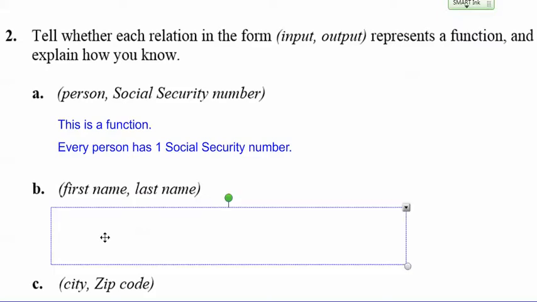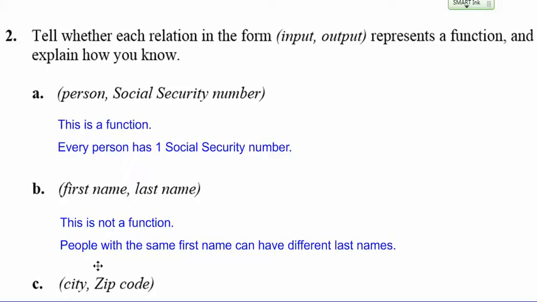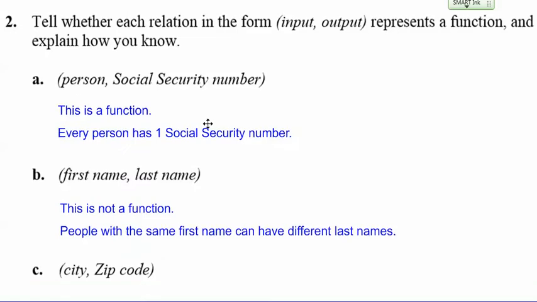First name, last name. This is not a function. The explanation on this is that two people with the same first name can have different last names. So every person named Corey, their last name isn't Kaczynski. In fact, there's two teachers in this building. There's another teacher in this building with the same first name as me who does not have my last name. So two people with the same first name can have different last names.